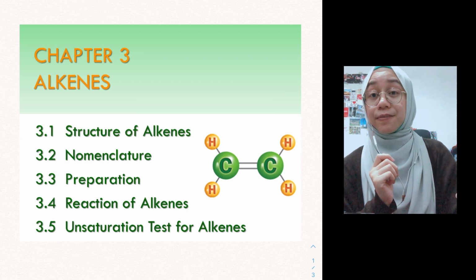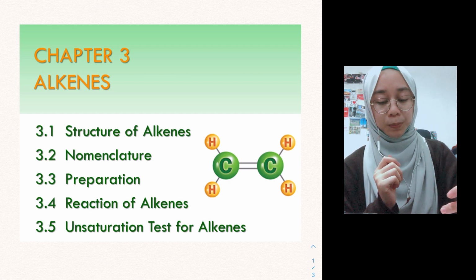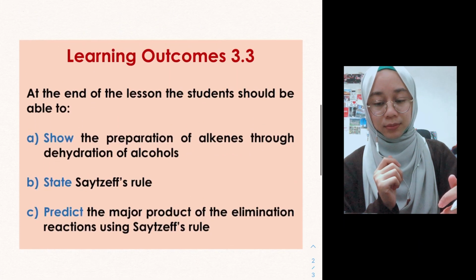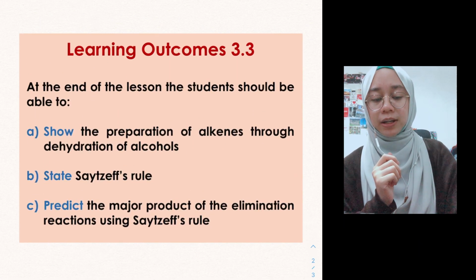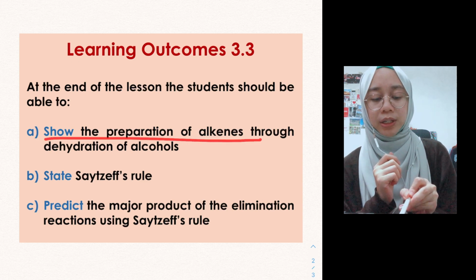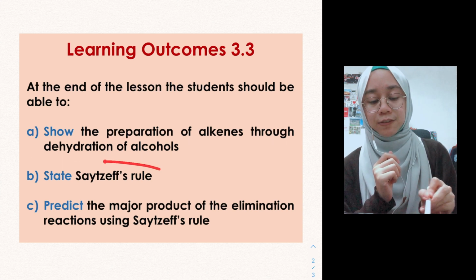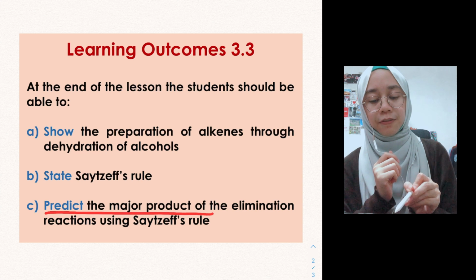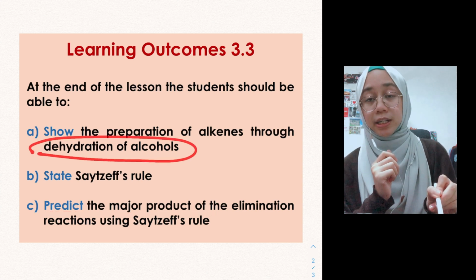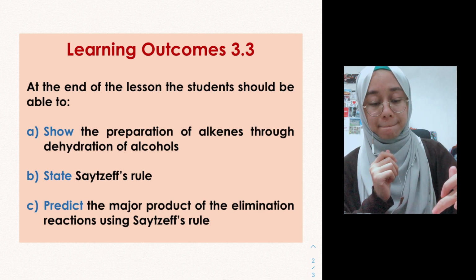Okay, so now let's have a look at the learning outcome for this 3.3 dahulu. The first one is to show the preparation of alkenes through dehydration of alcohol. Then we are going to learn Saytzeff's rule, and by using the rule, we are going to predict the major product from this particular reaction, the dehydration of alcohol. Okay, so now let's have a look at that.